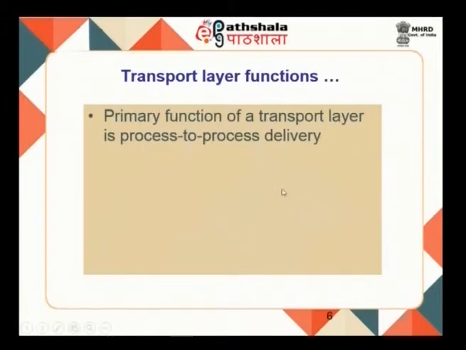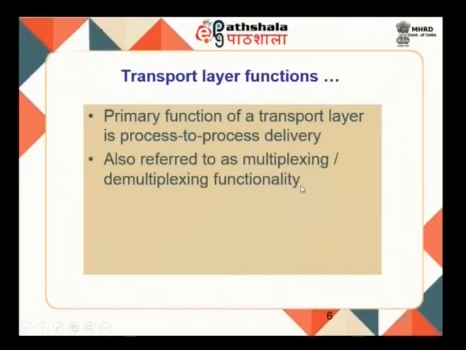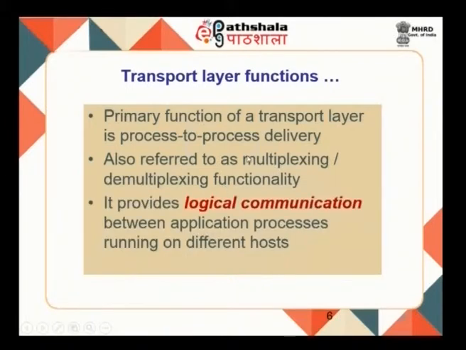The primary function of a transport layer is process to process delivery, that is you could have multiple application processes which need to access the network. The transport layer sits in between the application layer and the network layer and provides a process to process delivery, from a process at one end to a process at the other end. This function of taking the input from a process and passing it on to the network, and then from the network passing it on to the correct process at the other end is referred to as multiplexing and demultiplexing. You have multiplexing happening at the sender end and demultiplexing happening at the receiver end.